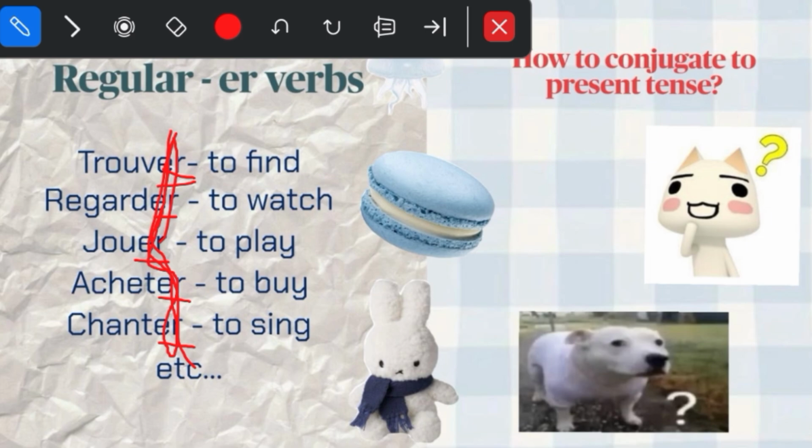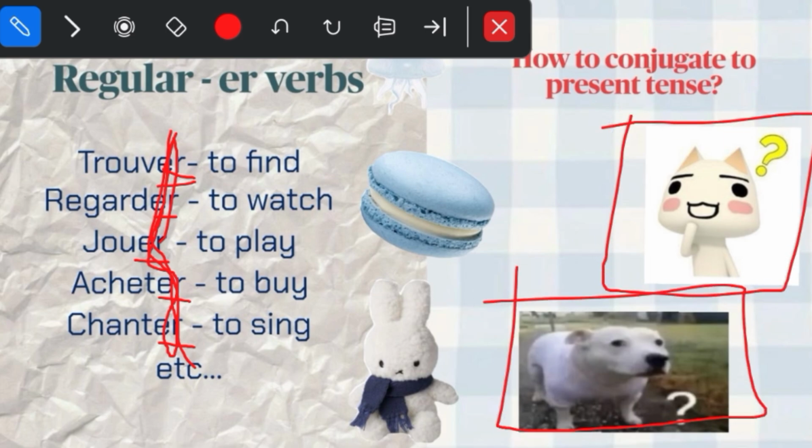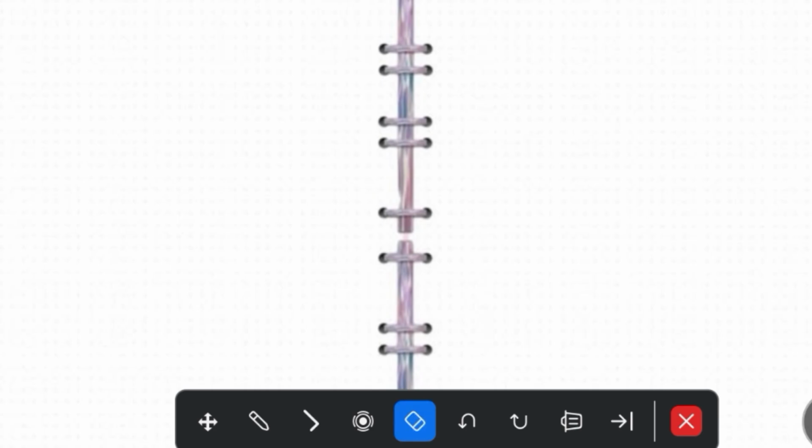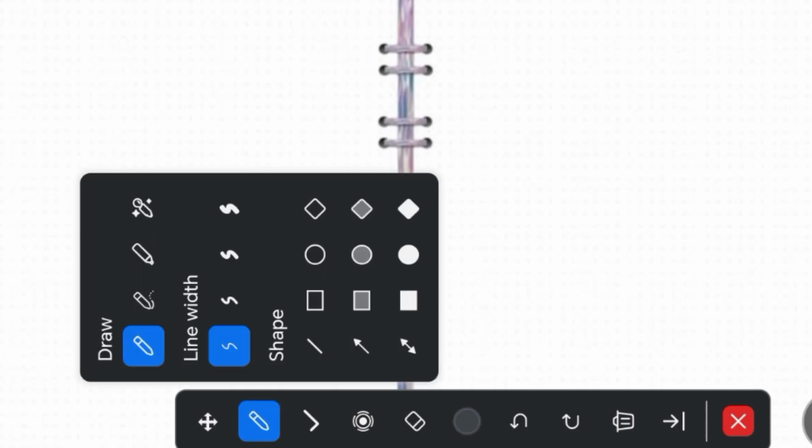Now I do hope that you are not like any of these animals here, the cat, no, the dog, because both of them are still questioning how they're supposed to conjugate to the present tense. So in the next slide, we'll be discussing one more verb. Let's take trouver and conjugate it to the present tense to get a more clear idea about it. So we're starting off with conjugating trouver into present tense.